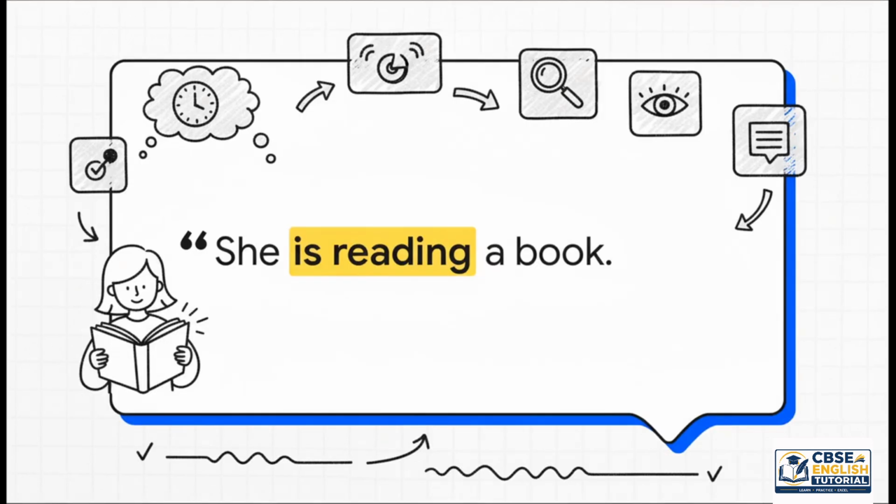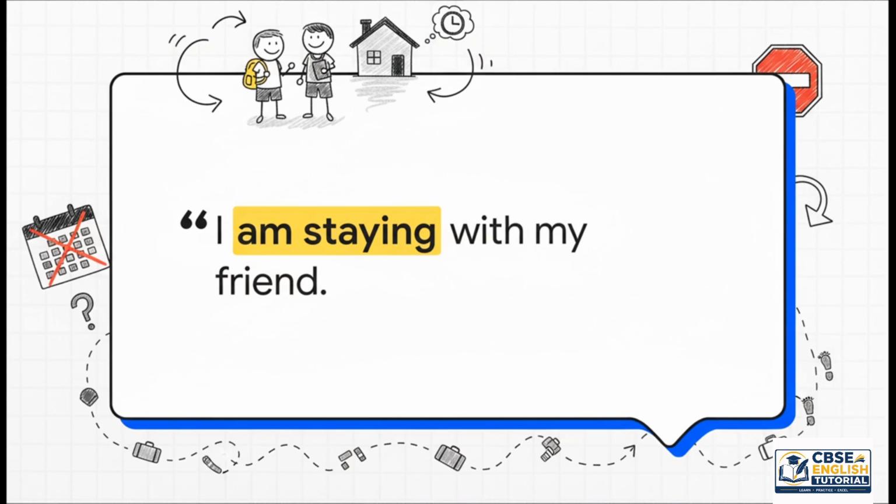First up, the most obvious one, actions happening right now. You look over, someone's got a book in their hands, you can say, she is reading a book. It's happening in this exact moment. Simple and direct. All right, next up, temporary things. Take this sentence: I am staying with my friend. This is a perfect example because it tells you this isn't my forever home, right? It's just for a little while. Think about it. If you said, I live with my friend, that sounds permanent. But I am staying, that tells a totally different temporary story.